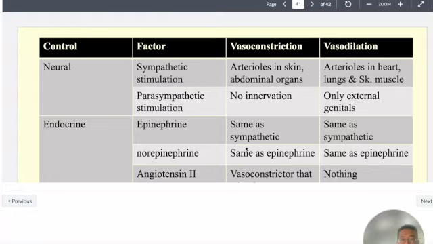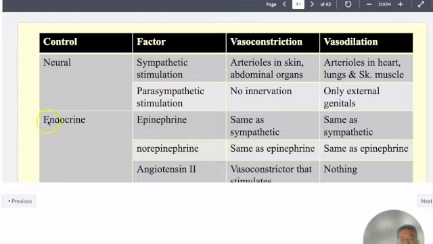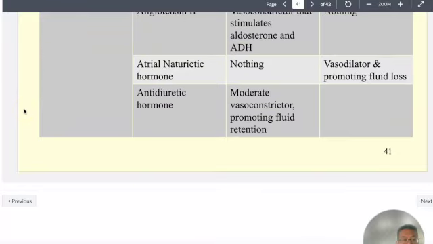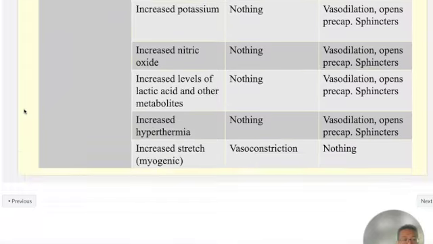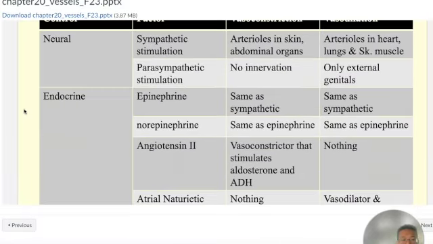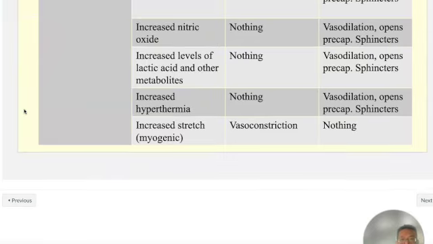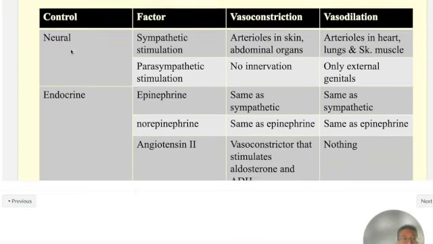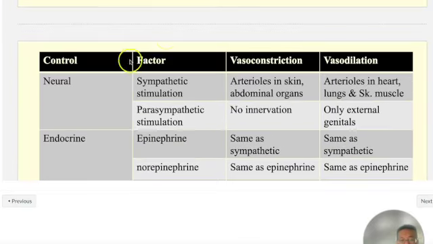So again, here is a summary of neuroendocrine and autoregulation. We saw all these. And that's it for blood vessels and circulation. And I will see you next time.